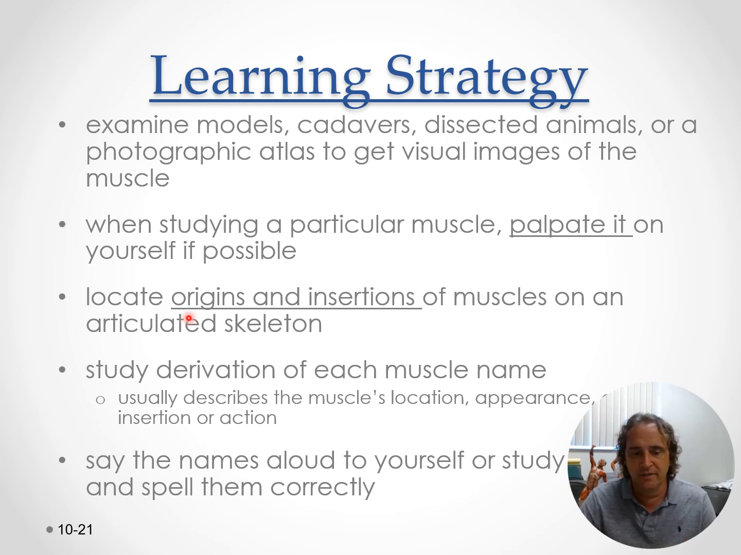You can also go to an articulated skeleton. You might need to go to a library or an SLC or an A&P lab to look at that. The articulated skeletons are the ones that have blue and red lines on them. They can kind of help you understand where origins and insertions are, and then you can put those 2 points closer together, and then you see the actions.